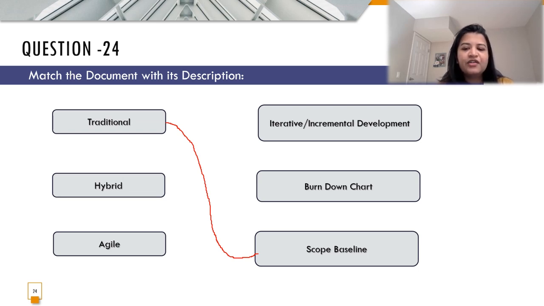So everything is fixed, and that's where I can develop a scope baseline based on traditional project management. In regards to agile, I'm going to be dealing with a burn down chart. That is, the work that is remaining is supposed to be tracked somewhere, and that's where the burn down chart comes into the picture. Now I have hybrid, which is left, and definitely it is going to be iterative or incremental development. That's what comes up under the hybrid project management methodology.